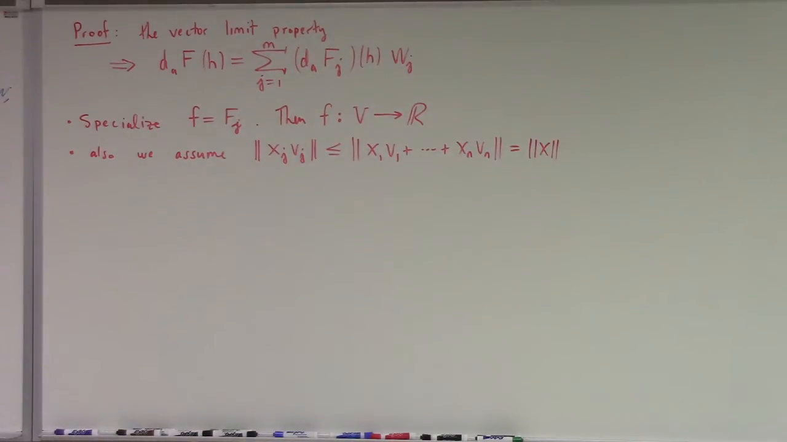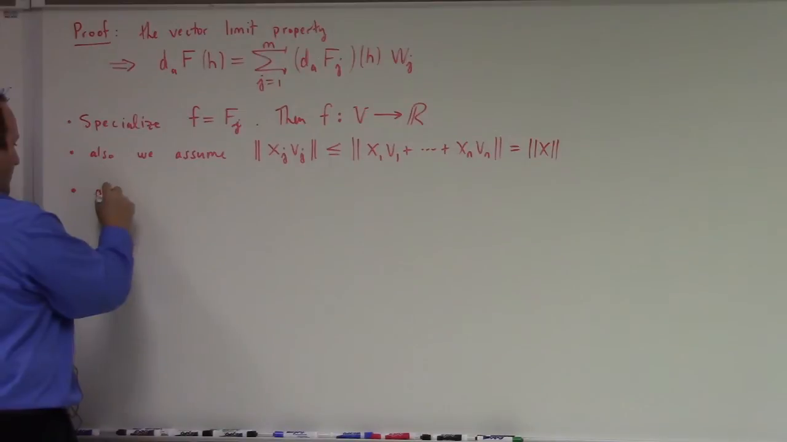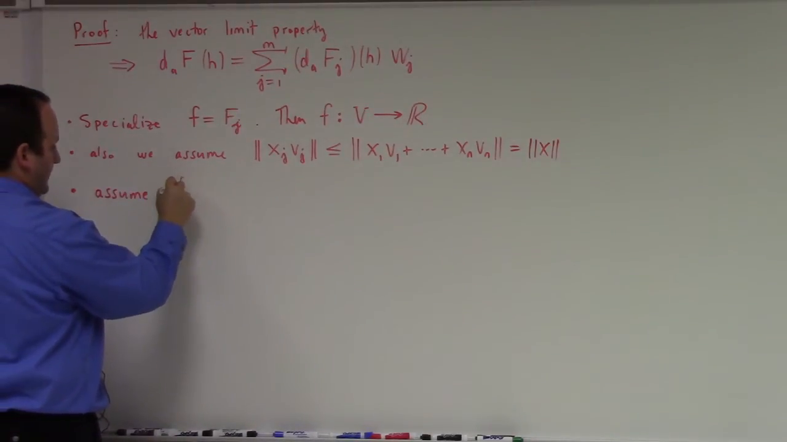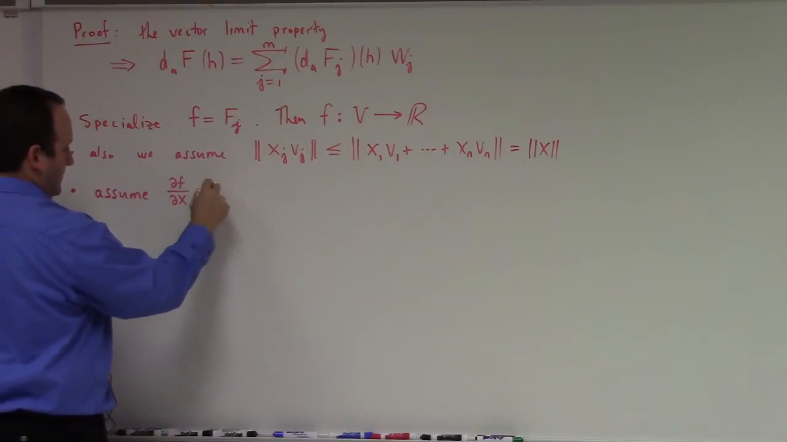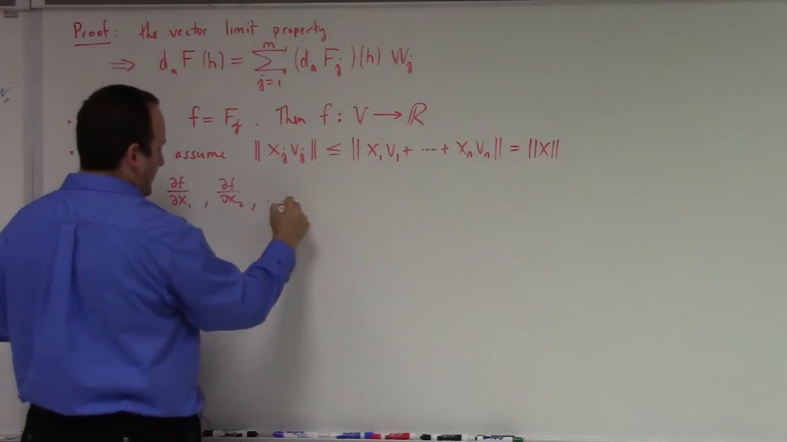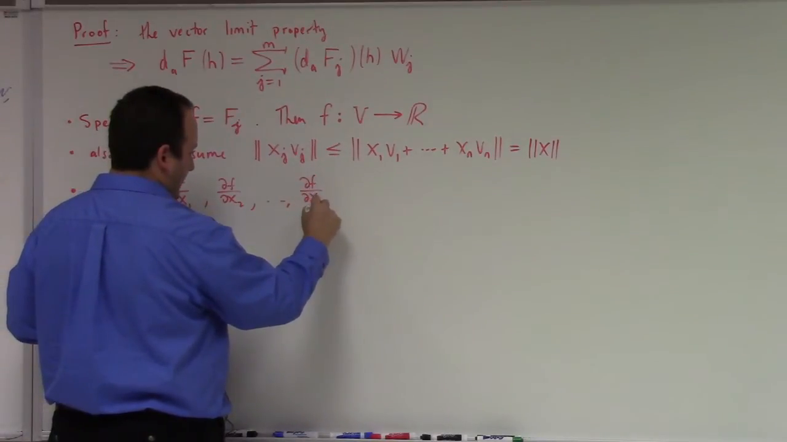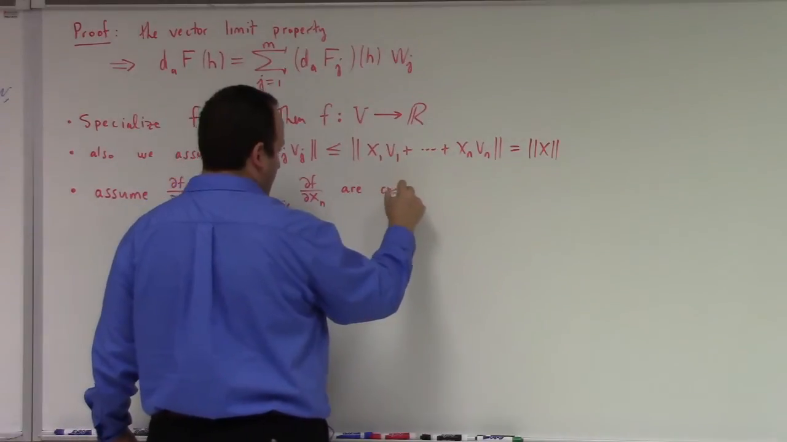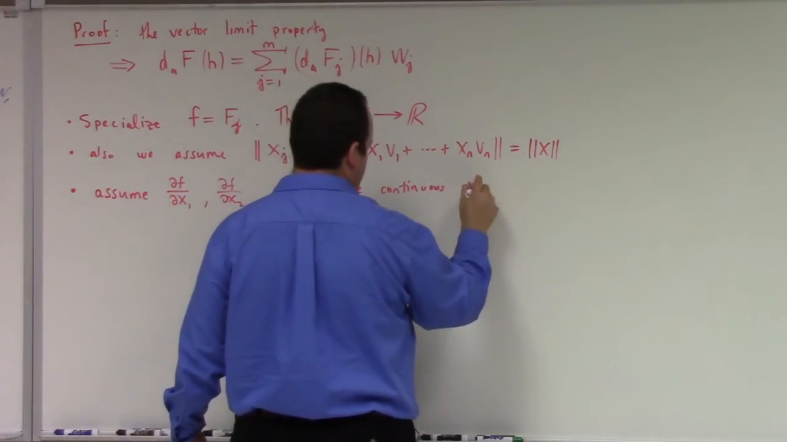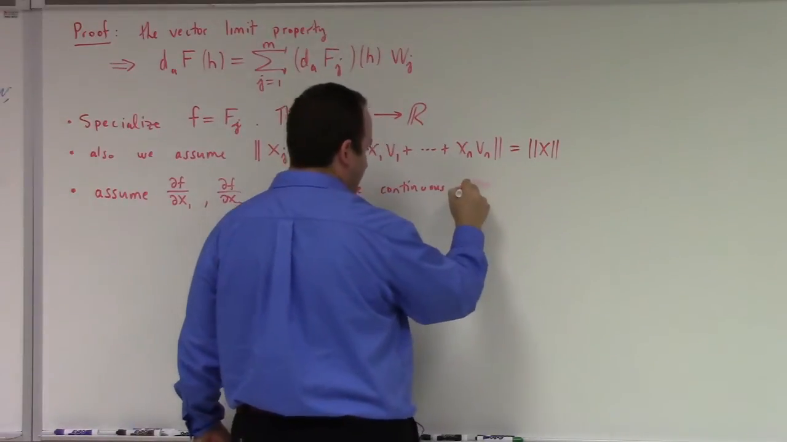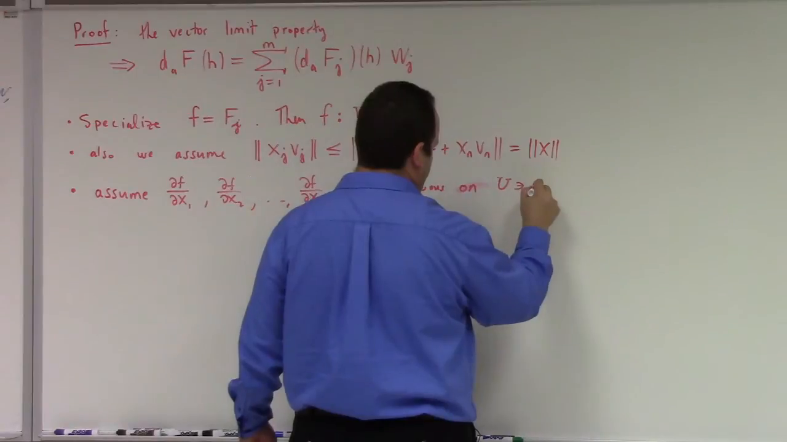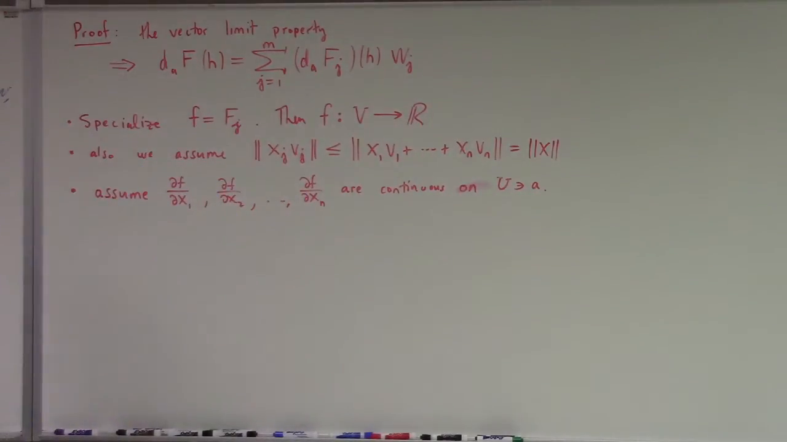So, all right, now we want to show that, what are we assuming? So we're assuming that partial f partial x1, partial f partial x2, up to partial f partial xn are continuous on U, which contains some point A. So we're going to assume the continuous differentiability of the little function f.